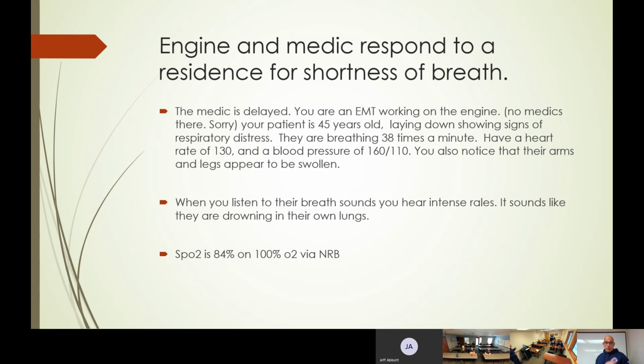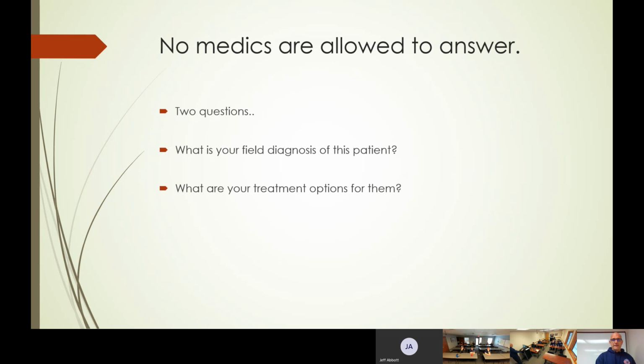SpO2 is 84 on 100% oxygen. So what do we think's happening with this person? What are some options? Clearly we need to treat the patient and monitor, or anything else. But given the symptoms presented to us, what can we assume might be an issue with the patient that needs to be dealt with? Excess liquid. Yeah, they've got excess liquid in their lungs, and it can be from a few different things. But yeah, they've got fluid in their lungs, and they're not moving air efficiently. They're not transferring oxygen properly.